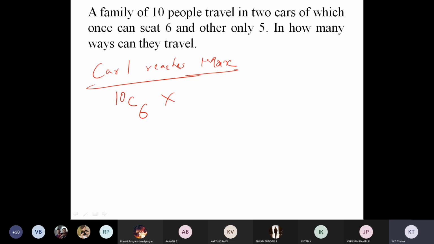So still there are people who have to occupy the remaining seats. So remaining how much? 4 people left. Where will they go? They will go in car 2. So from that 4, select 4 for car 2. But here car 2 is not reaching the maximum value. Clear? First, car 1 reaches the maximum value, so out of 10, select 6. The remaining 4 will go to car 2.